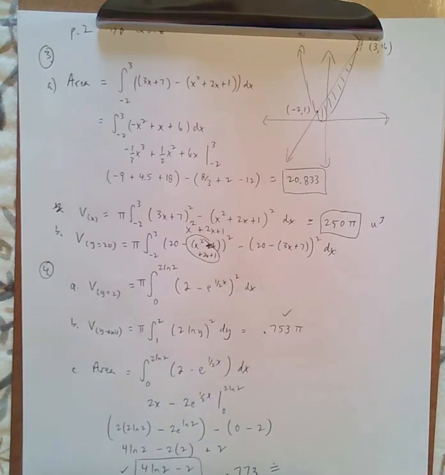And I did the problem for letter C, and a lot of people had it backwards. A lot of people had 2 minus 4ln2. You just had it backwards.